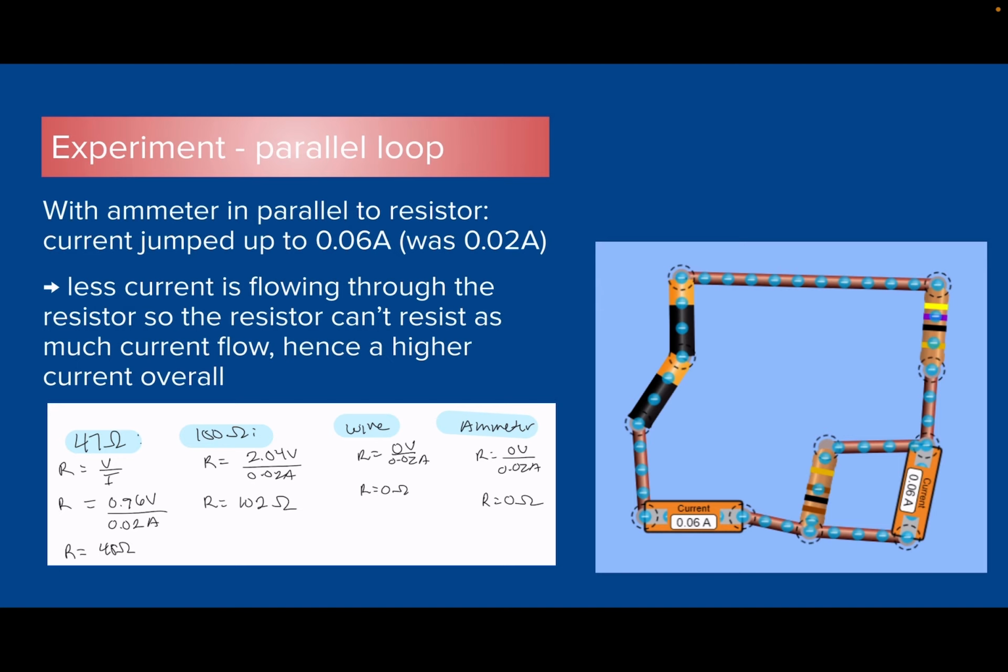We also calculated the resistance in the 47 ohm resistor and the 100 ohm resistor. We got 48 ohms and 102 ohms, and those voltages are what we measured in the previous slide. And for the wire and ammeter, since there's 0 volts across them, the resistance is also 0. There's less current, remember that.